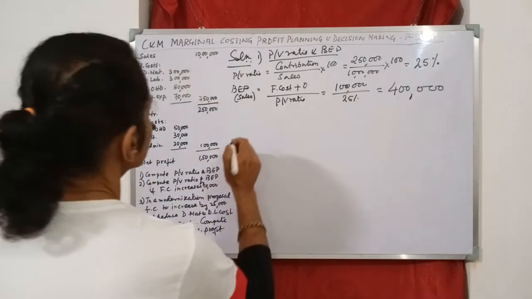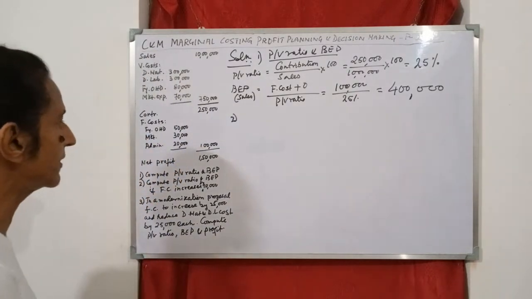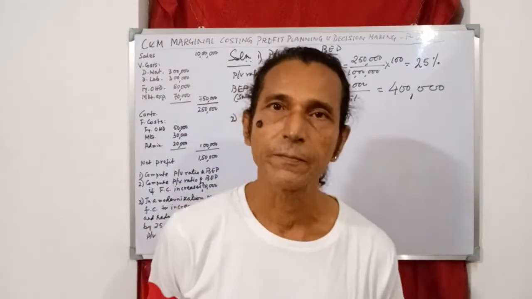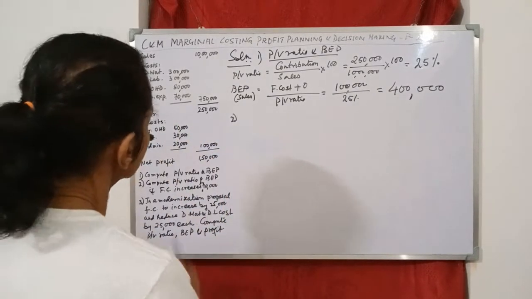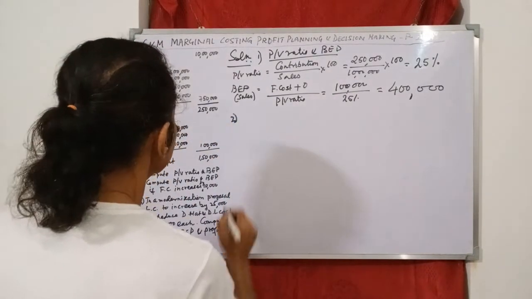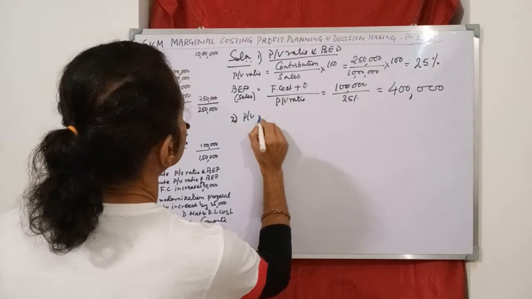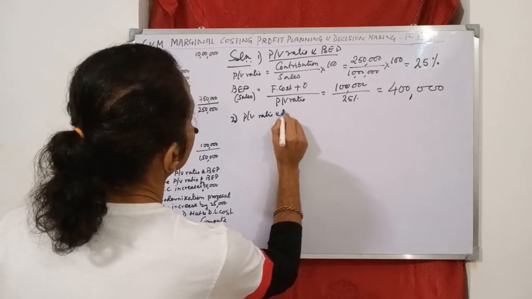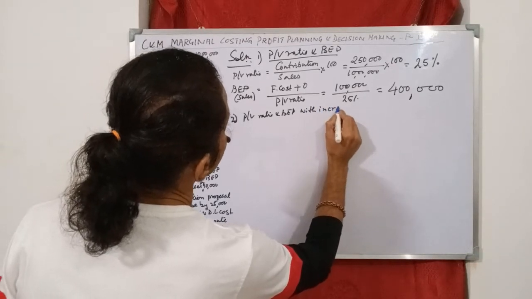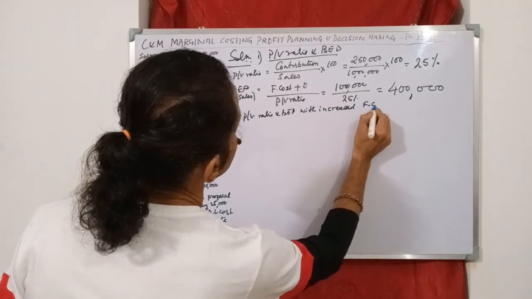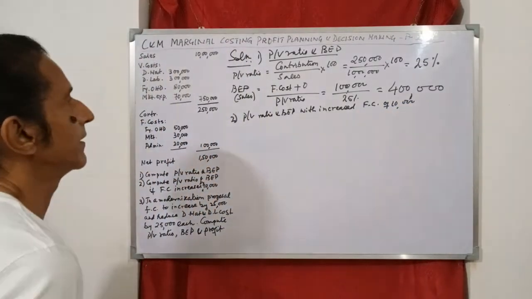Now come to part 2. What is that? Compute PV ratio and break-even point if fixed cost increases by 10,000. Now what is the current fixed cost? The current fixed cost is 1 lakh. Now it is expected to increase by 10,000. So here also we calculate PV ratio and break-even point with increased fixed cost of 10,000. Right?